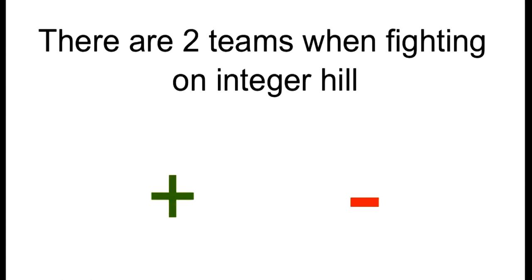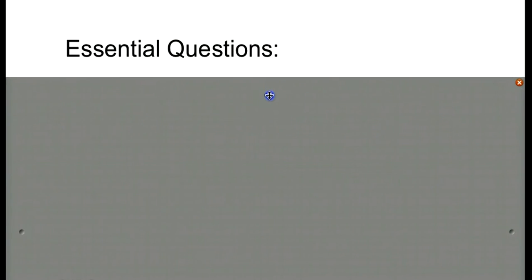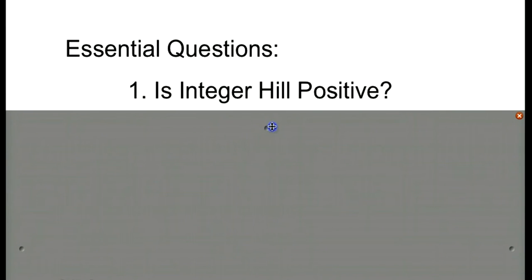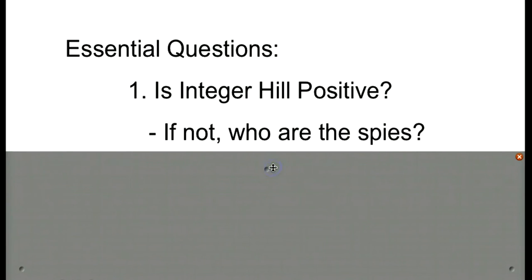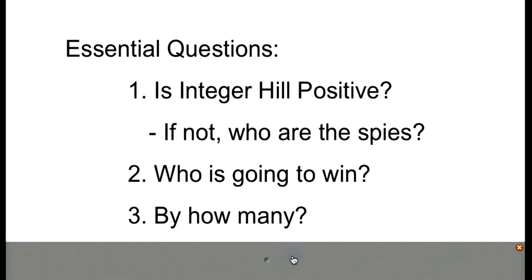Remember from adding integers, there are two teams when fighting on integer hill. We have positives and we have negatives. Essential questions from yesterday, except we have one addition. So the question is, is integer hill positive? If not, who are the spies? That's the extra part from yesterday. Question 2 is who's going to win, and question 3 is by how many.